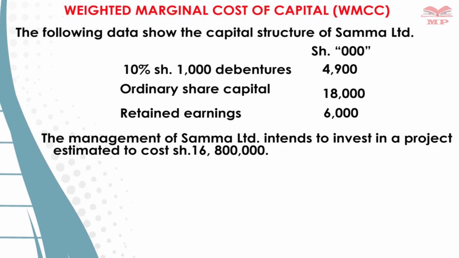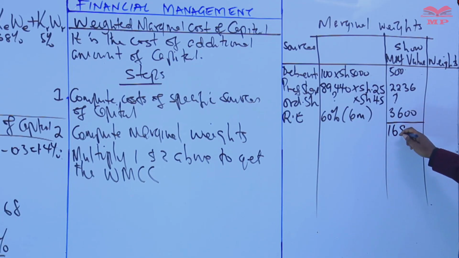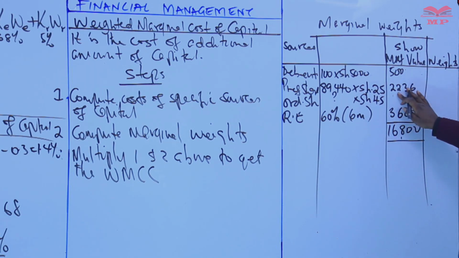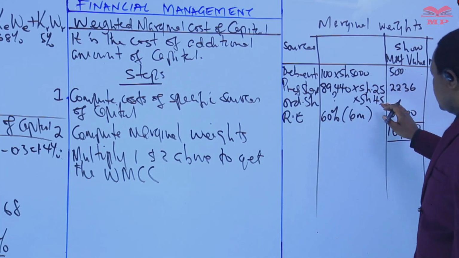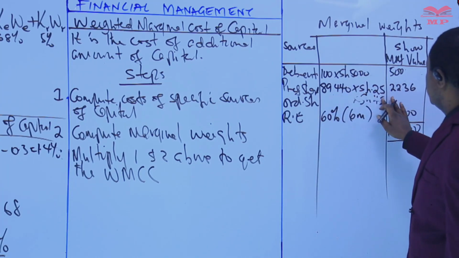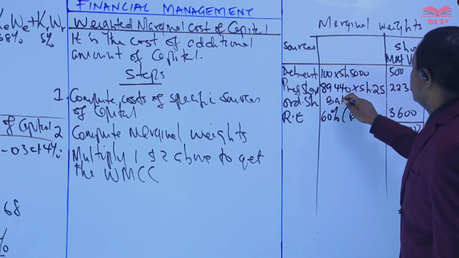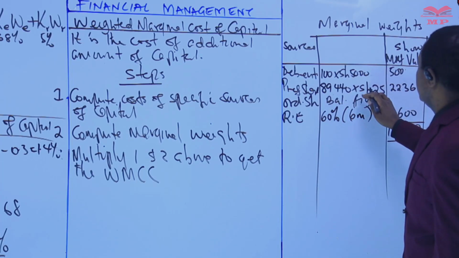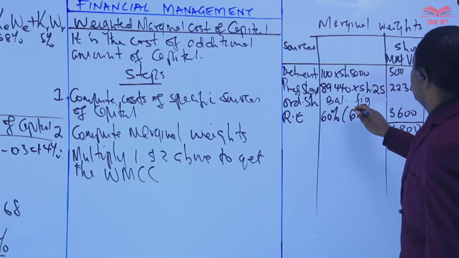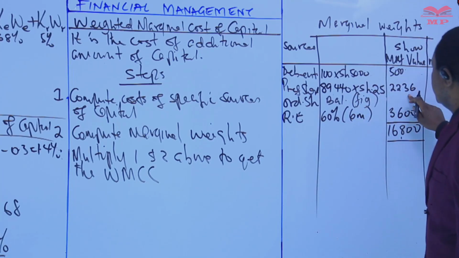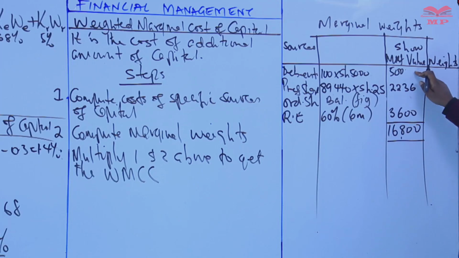And we read from the question, candidates. Look at the question: the management of Sama Limited intends to invest in a project estimated to cost 6.8 million. So the total here is 6.8 million. If the total is 6.8 million and you have all these figures, then this is the balancing figure. You can write it for the sake of revision. The balancing figure: you add all this, deduct from that.